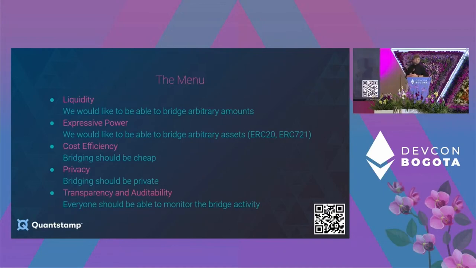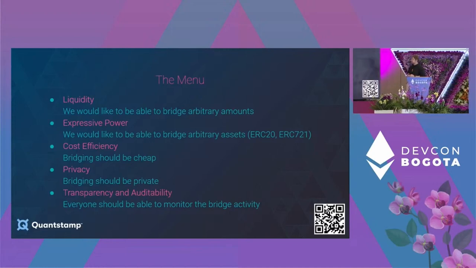Next thing that I really want is liquidity. So, I might be a very rich person. I might choose to bridge $100 million today. And if I choose to do so, I would really like to be able to do so. And that can happen only if the bridge is sufficiently liquid.